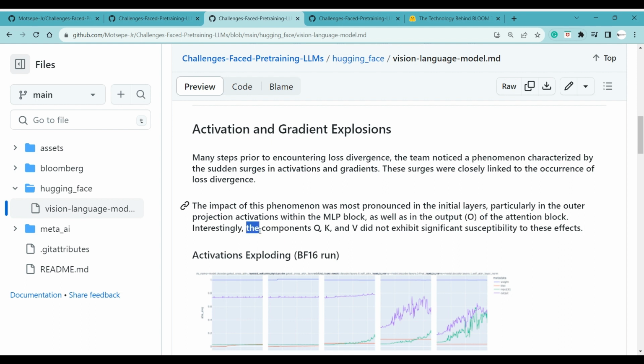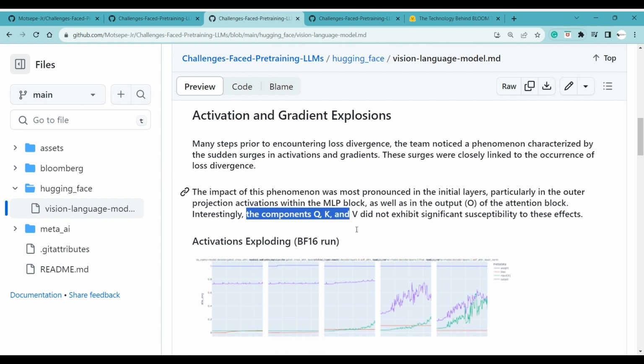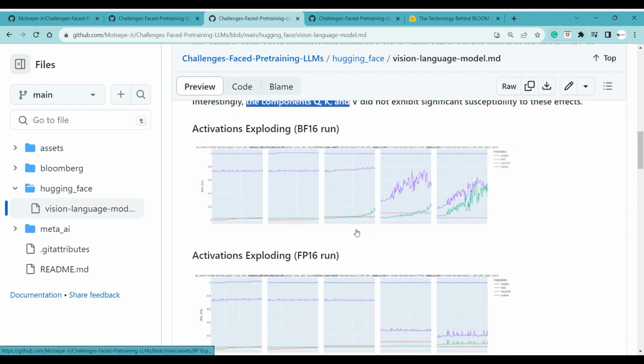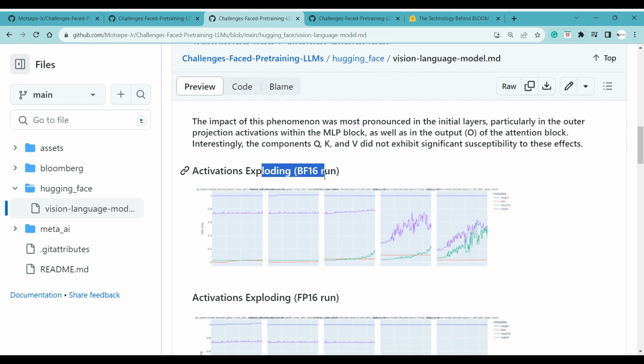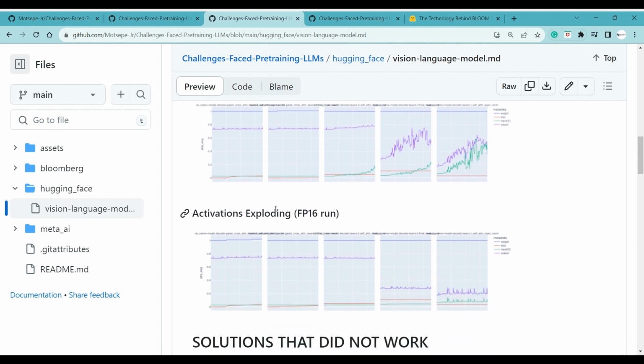The query, key and value components suffered, but not that significantly. But what blew my mind was to see that when they were doing their run with BF16, that's where these explosions occurred, compared to their run with FP16.